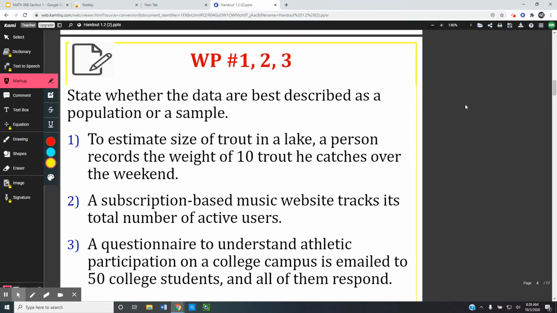Here's a couple of questions that might come to you in Wiley, and we'll make sure we hit these along the way. Number 1. State whether the data are best described as a population or a sample. It says, to estimate the size of trout in a lake, a person records the weight of 10 trout. So I'm going to underline or highlight that, 10 trout. He catches over the weekend. Well, these are 10 things out of the lake. So when we're talking about a population or a sample, this clearly has to be a sample.